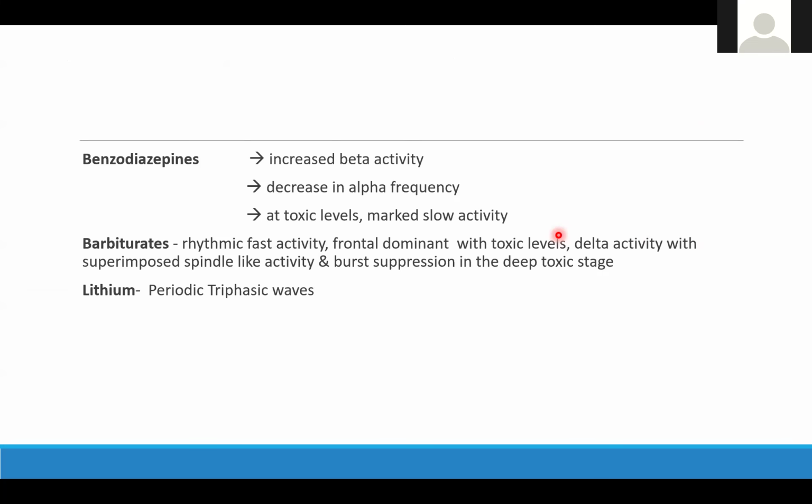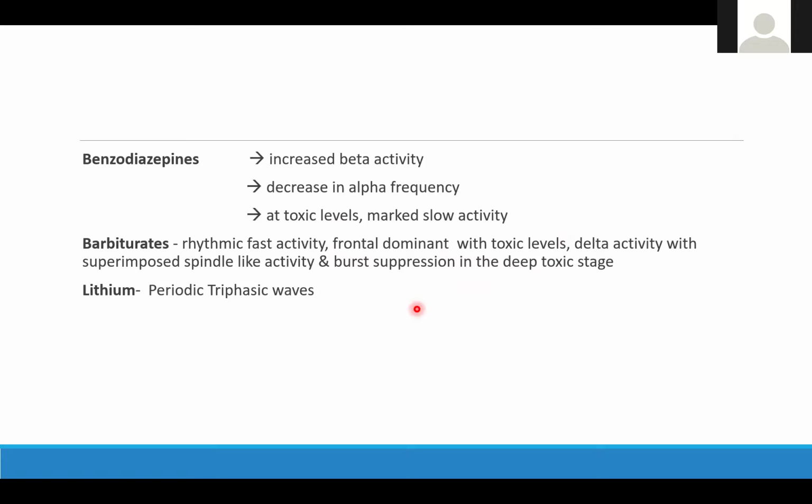With benzodiazepines, there can be increased beta activity, decrease in alpha frequency, and at toxic levels can show marked slow activity. Barbiturates can present with rhythmic fast activity and frontal dominant fast activity with delta activity with superimposed spindle-like activity, and burst suppression in the deep toxic stage. Lithium can show typical periodic triphasic waves.